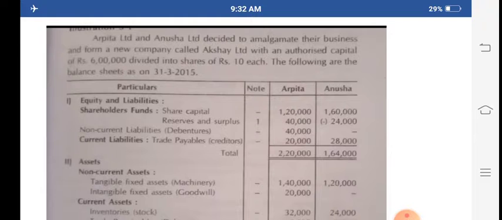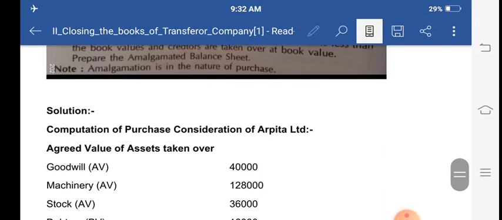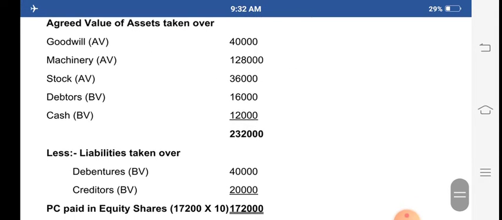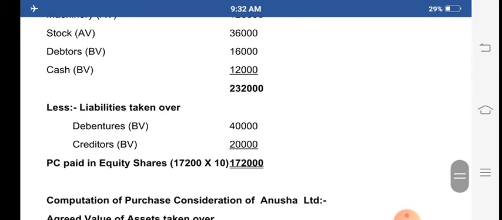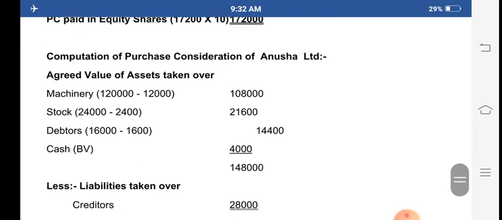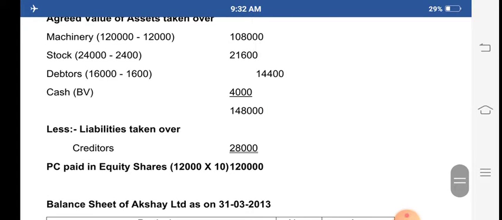Now in this session we will see the amalgamated balance sheet of Arpita Limited and Anusha Limited into Akshay Limited. In this problem the balance sheets of Arpita Limited and Anusha Limited are given, so we have to combine them, amalgamate them into Akshay Limited. In the last class we ascertained the purchase consideration of Arpita Limited as well as of Anusha Limited.